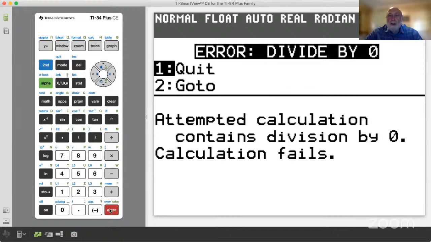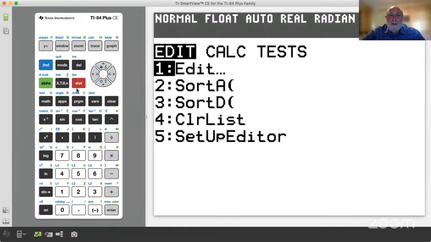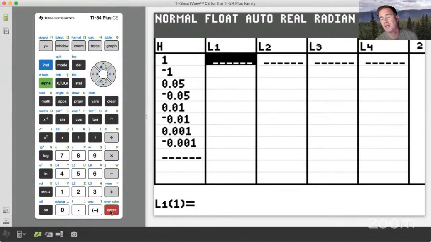Uh-oh, what did I do here? Division. Uh-oh, where's the division by 0? I didn't, did I? Hey, I might have not hit enter or something. Let me look. Yes, you've got to use the list name, not the variable h. You've got to use the list named h.